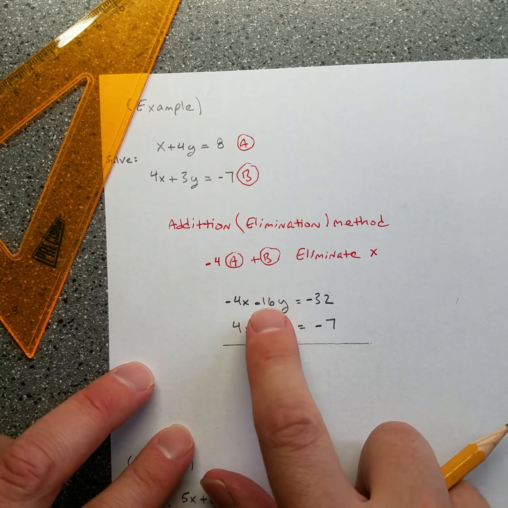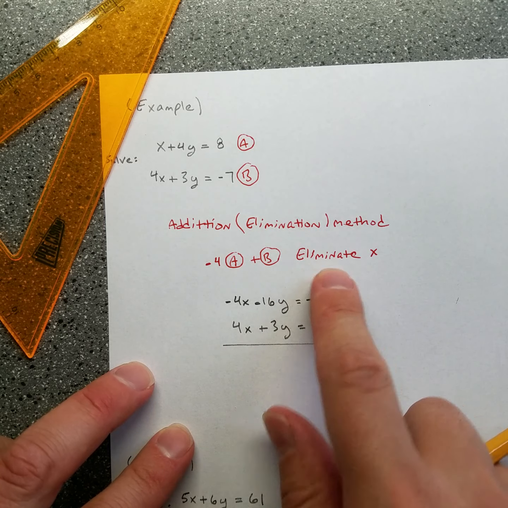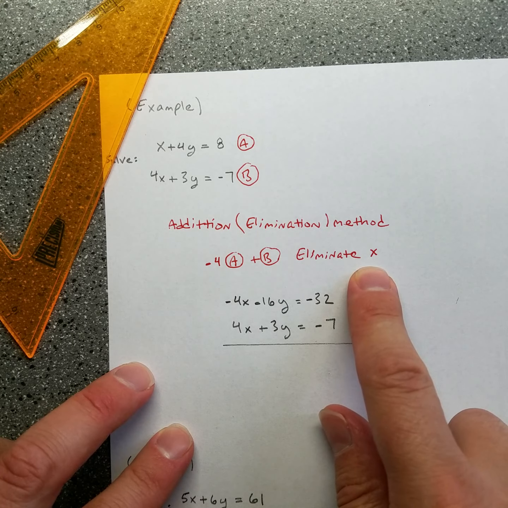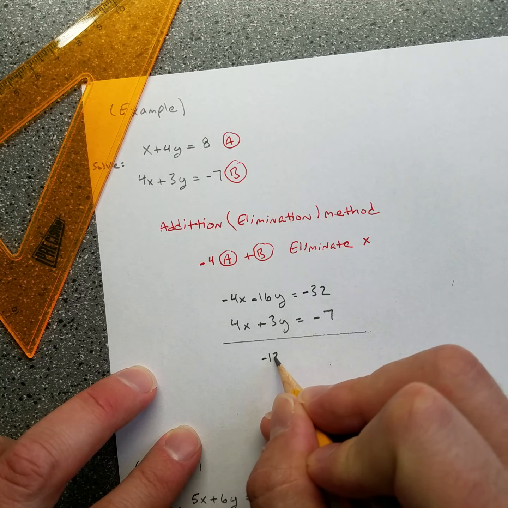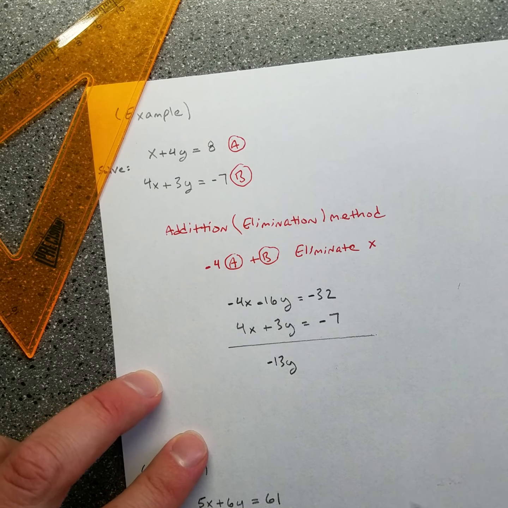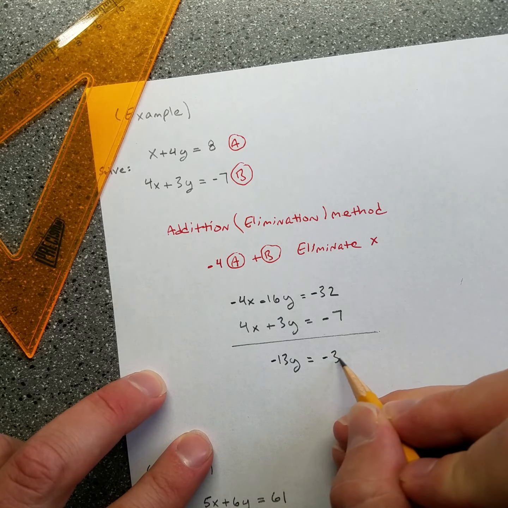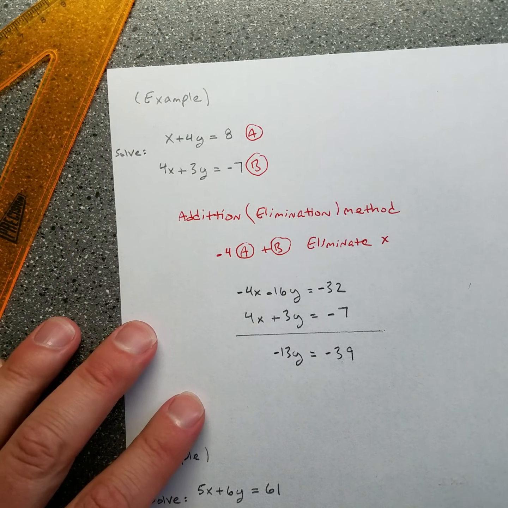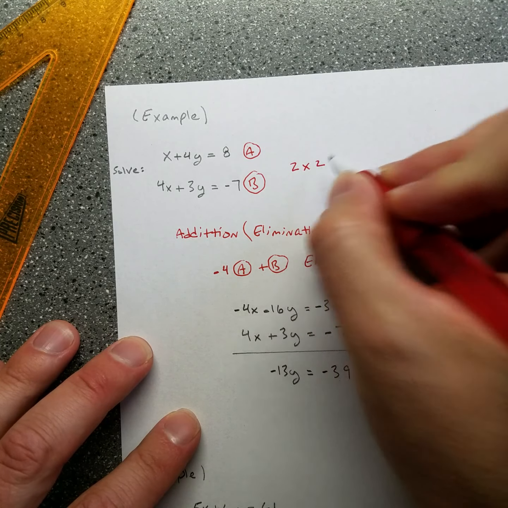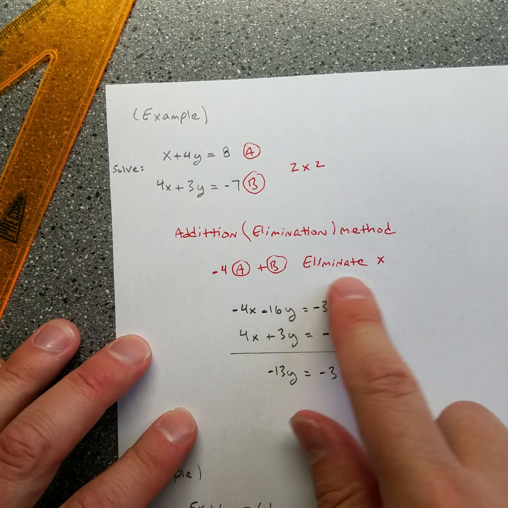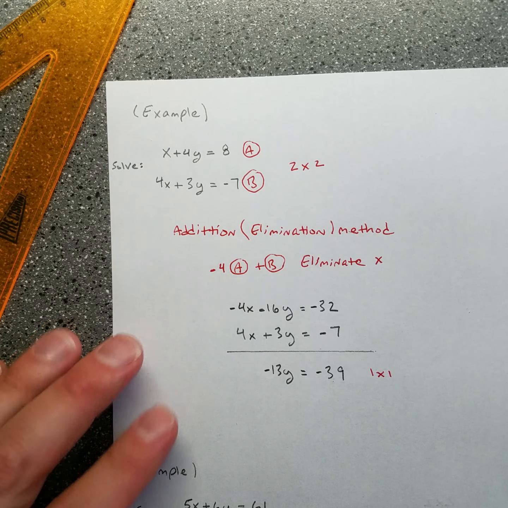I get -4x and 4x cancel, eliminate. The x is gone. That was my plan. And then here, -16y and 3y, I'll get -13y. Okay. And then over here, -32 and -7, I'll get -39. All right. And then what do I have? I started off with what? 2 equations and 2 variables. And then I eliminated the x through this method. And now I have 1 equation and 1 variable. That's how it's going to have to happen.